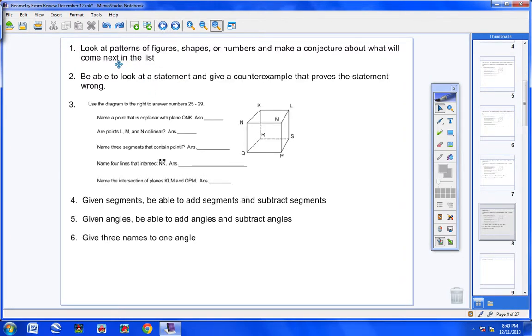You need to be able to look at patterns of figures, shapes, and numbers and make a conjecture about what will come next. You need to be able to look at a statement and give a counterexample that proves the statement wrong.